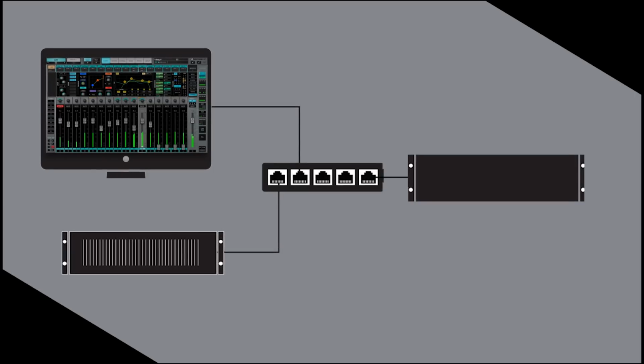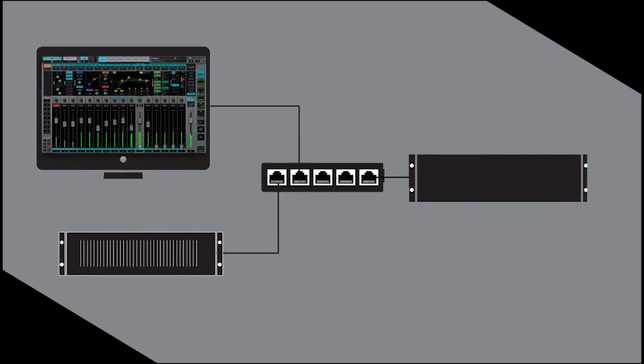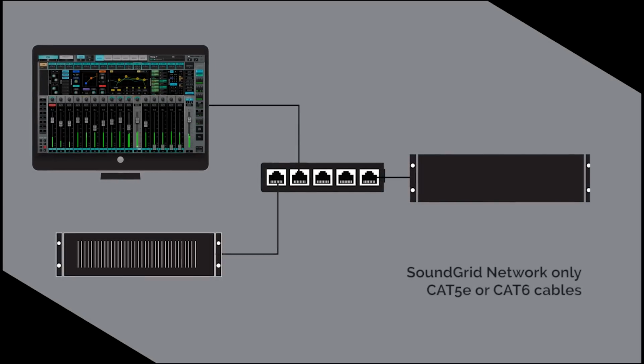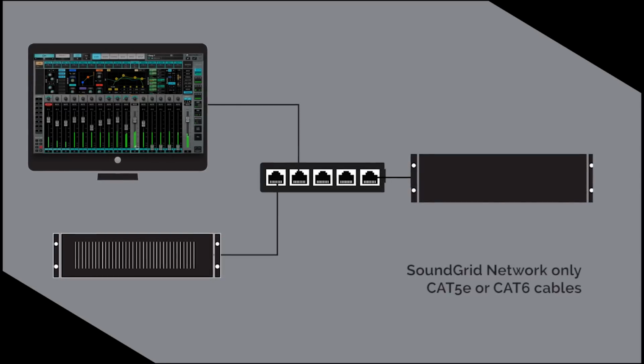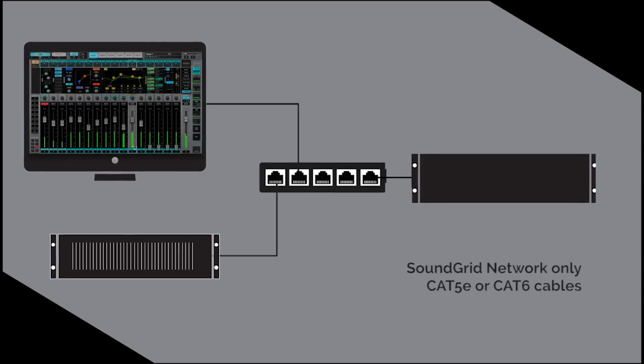A SoundGrid network consists of at least four pieces of hardware. A host computer. This is used only for running the application. No audio processing is done here. A SoundGrid server. At least one SoundGrid I/O device. And a SoundGrid compatible 1 gigabit Ethernet switch. Connect the host computer, the server, and the I/O devices to the Ethernet switch. Use this computer's network port for SoundGrid only. Don't use it for internet or other networks. Use Cat5e or Cat6 cables.